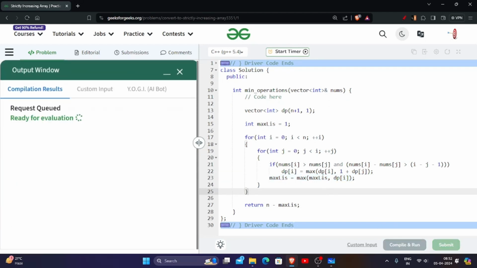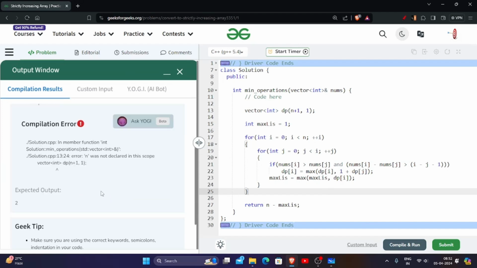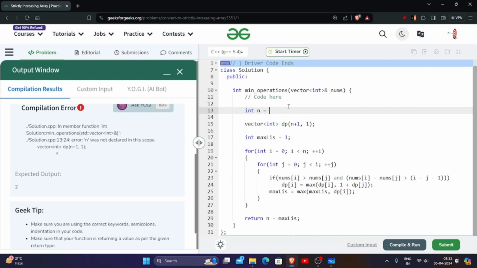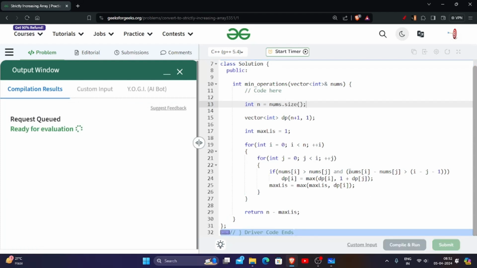And now we return n minus max LIS. Okay, DP n was not declared in the scope, so let's declare a variable int n is equal to nums.size. Let's run this and let's see. So we are getting 2. Now let me submit this first, then I will tell you what mistake I made there.